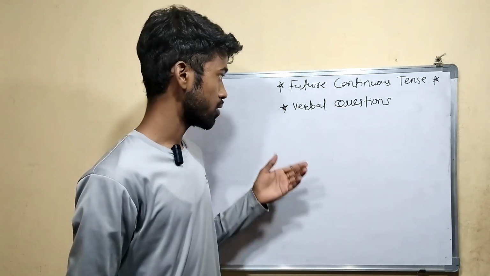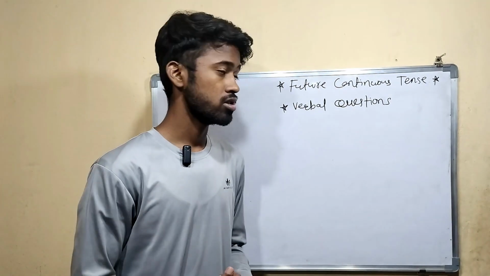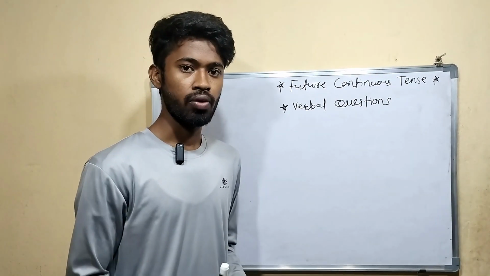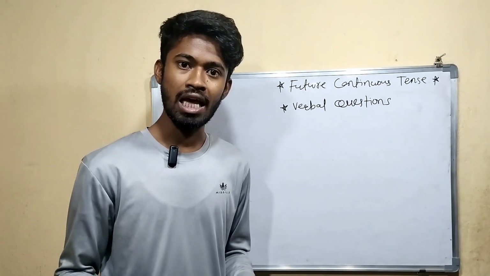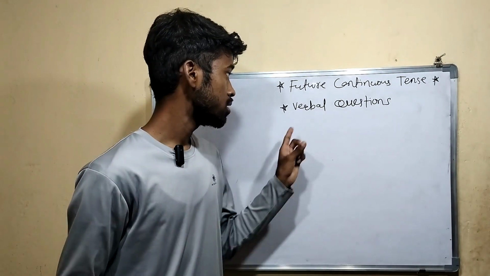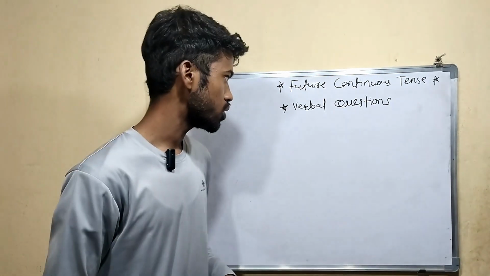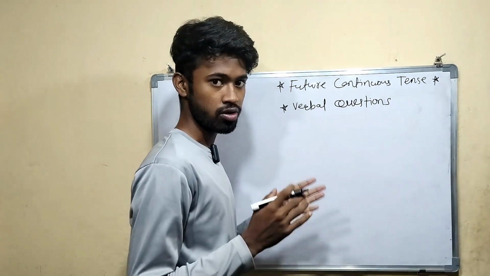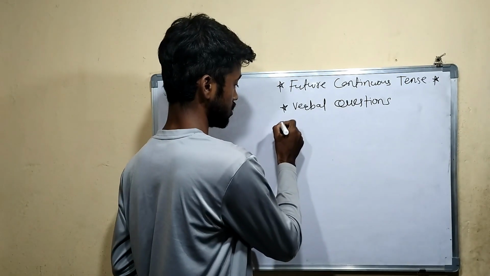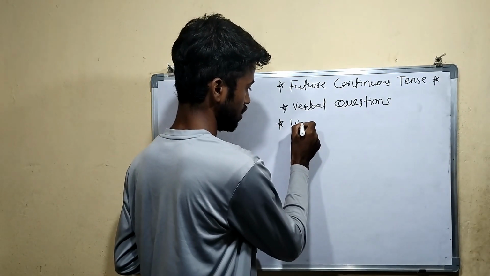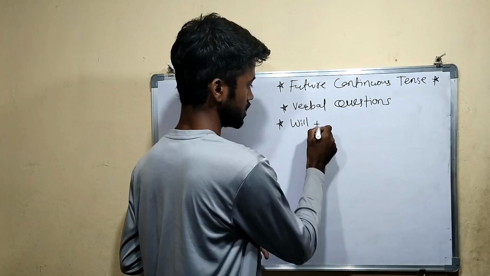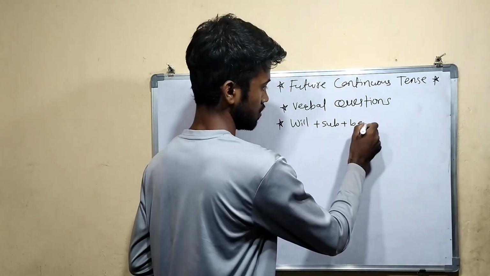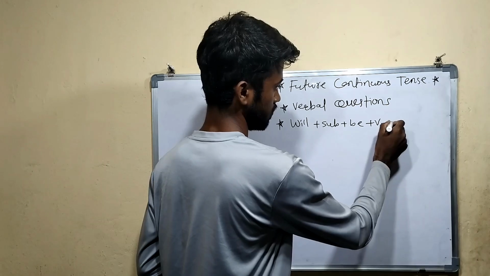Now let's discuss the verbal questions in future continuous tense. You know what is meant by verbal question, right? Whenever a question starts with any helping verb, it is called a verbal question. What is the helping verb here? That is will be, right? But you have to differentiate. Now you will see the structure: will plus subject plus be plus fourth form of verb plus object.